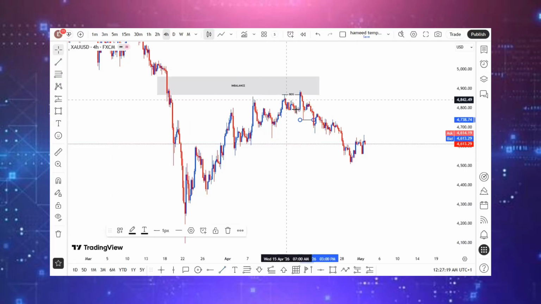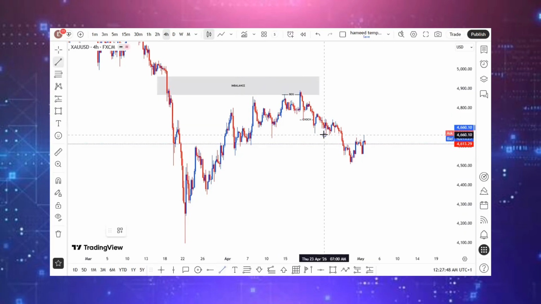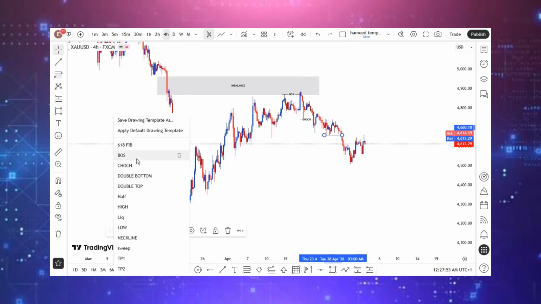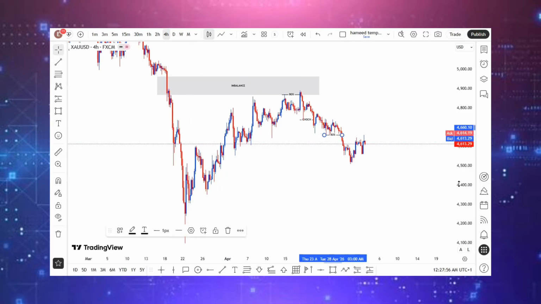Change of character. Here should have been the change of character, but I bring it down here because of this wick to the downside. If I get to a smaller time frame and I can see a full body close here, then I will shift it to change of character. But in whatever way it is, we are seeing a bearish move. So this is it, another break of structure here.